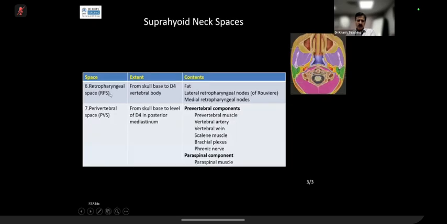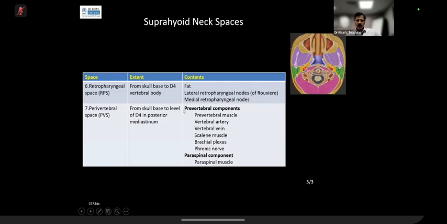Then there is the retropharyngeal space, which starts down at the D4 vertebral body and goes all the way to the skull. And around the spine, we have the perivertebral space. Please remember that the vertebral body, the bone itself, we don't consider part of the soft tissue neck. That is spine, right?